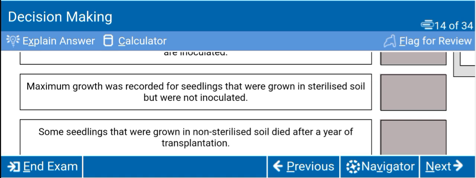Maximum growth was recorded for seedlings that were grown in sterilized soil but were not inoculated. Some seedlings that were grown in non-sterilized soil died after a year of transplantation.